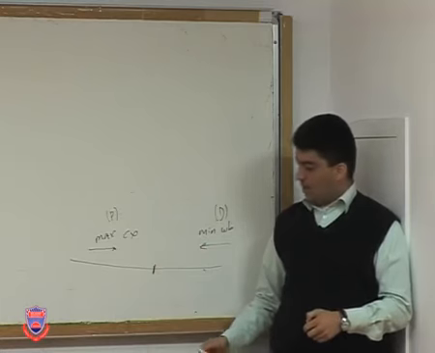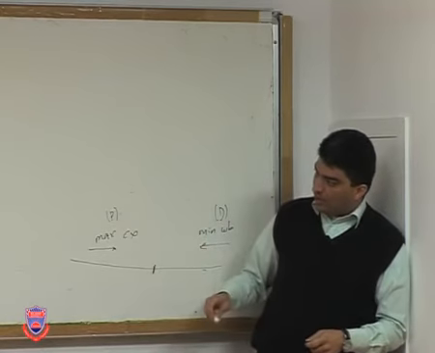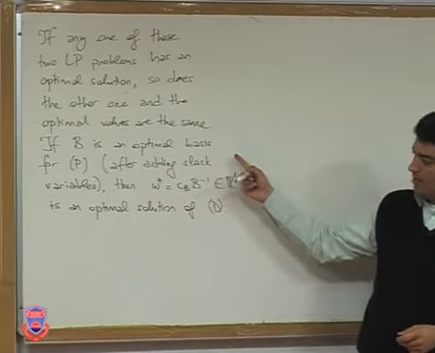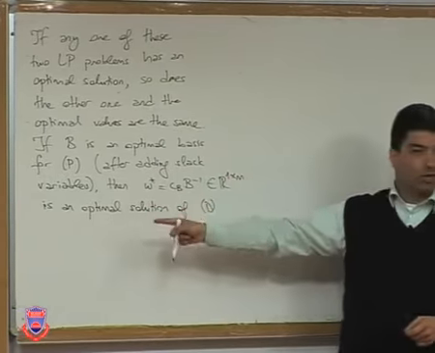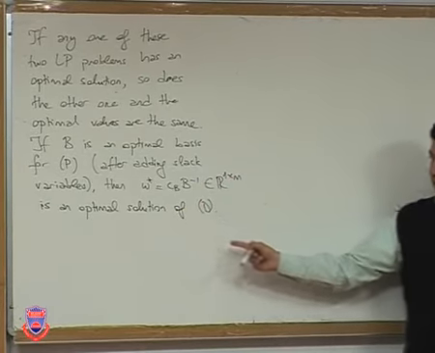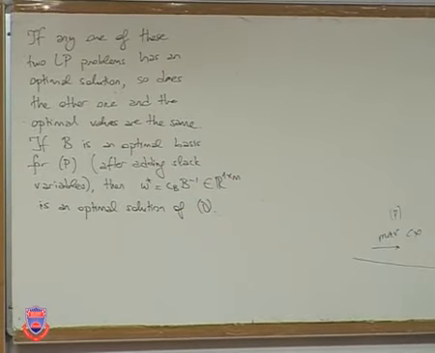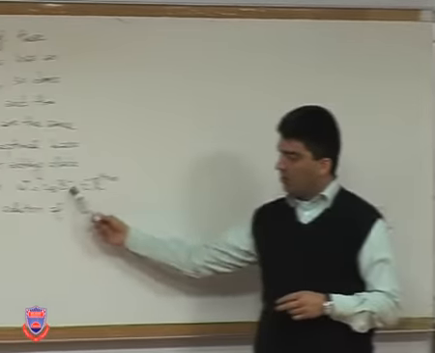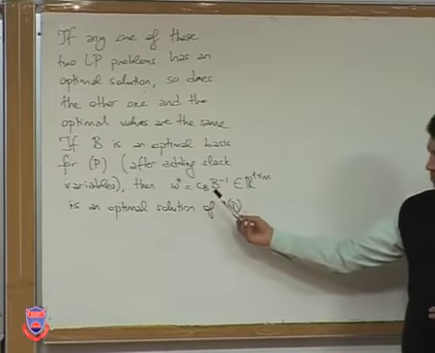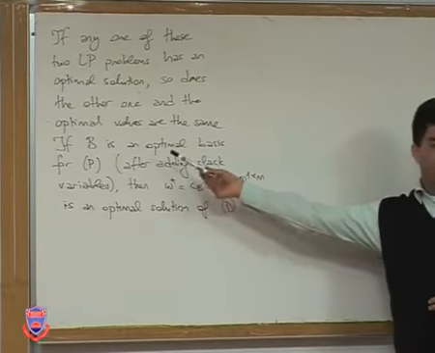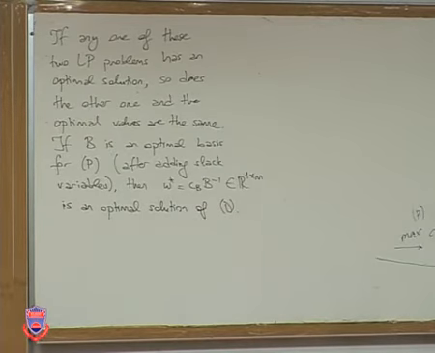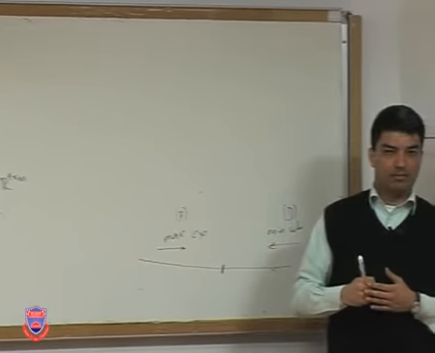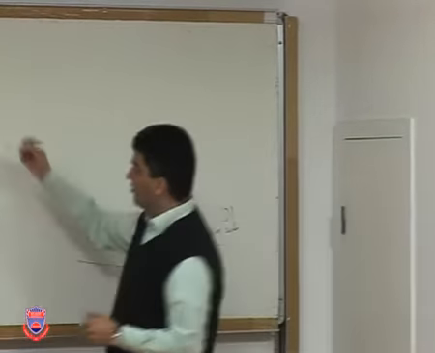The third result is the following. If I know an optimal solution for the primal problem, and I know the corresponding optimal basis, then I can compute an optimal solution for the dual problem as a function of that. It's given by CB times B inverse. Remember, CB is the cost coefficient of the basic variables, and B inverse is just the inverse of matrix B. So if I have an optimal solution for the primal problem, I can immediately compute an optimal solution for the dual problem as well. We're going to prove this result.